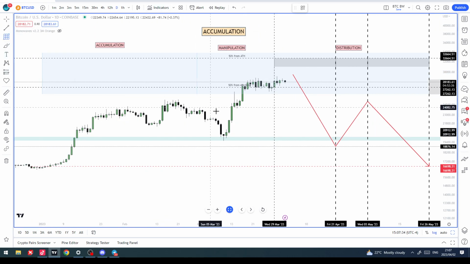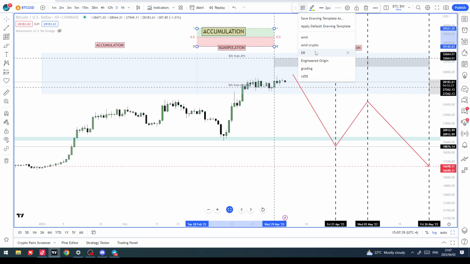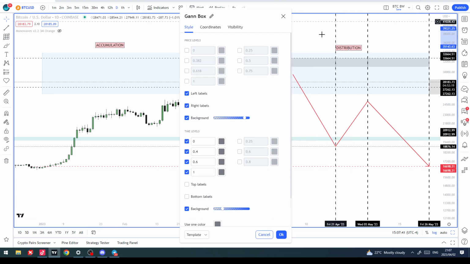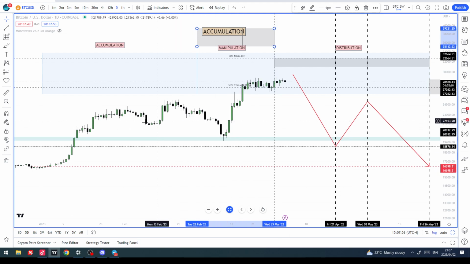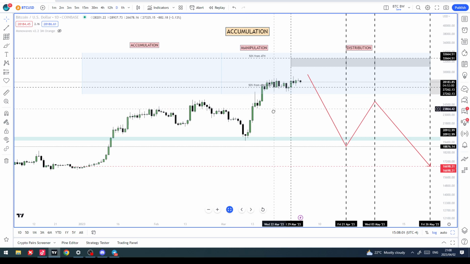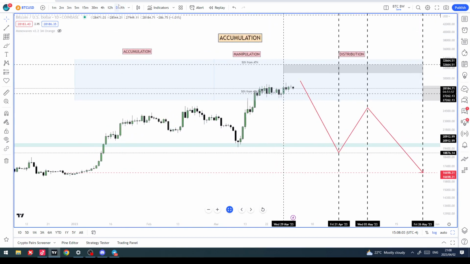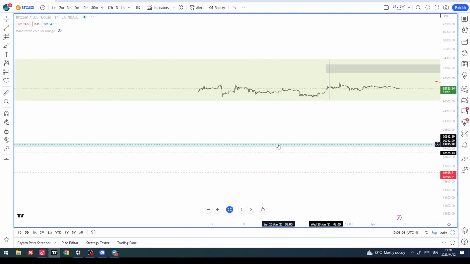So all we do is use a GANN box and draw it out in time, and we've got AMD for crypto. The levels are: 0 starts the phase, 0.4 is the accumulation, 0.6 is the manipulation, and it ends at 1, which is the distribution. Now if you were to put this onto any piece of price action that you would want to cover, let's say a daily.